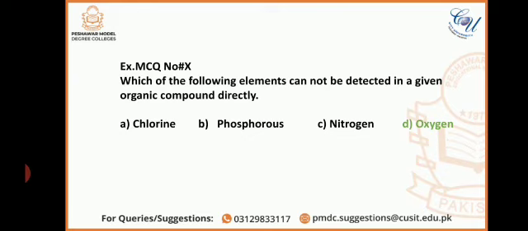Exercise MCQs. MCQ number 10. Which of the following elements cannot be detected in a given organic compound directly? Option A, chlorine. Option B, phosphorus. Option C, nitrogen. And option D, oxygen. So the correct option is option D, oxygen.